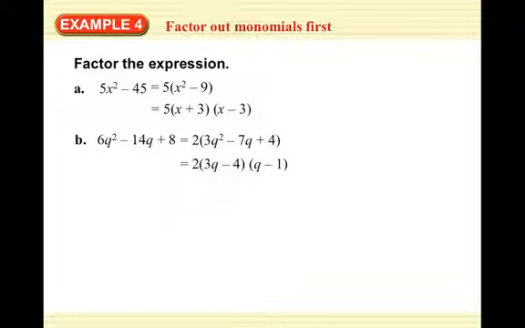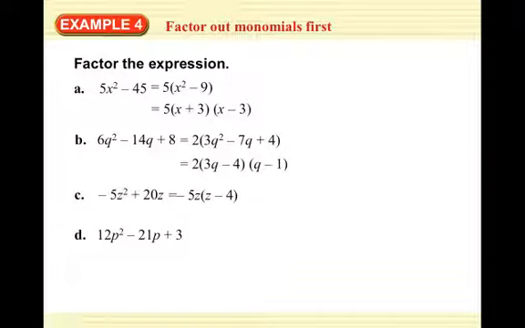For part C, we've got negative 5z squared plus 20z. So let's see, we can bring out the negative, the 5, and a z. So we've got negative 5z, and what we have left is negative 5z squared divided by negative 5z is z. 20z divided by negative 5z is negative 4. So we have negative 5z, that negative's kind of hard to see, but it's right there. Negative 5z times z minus 4.